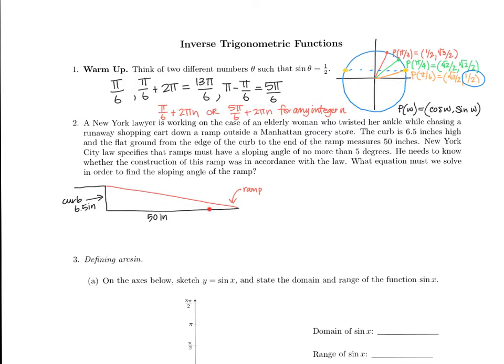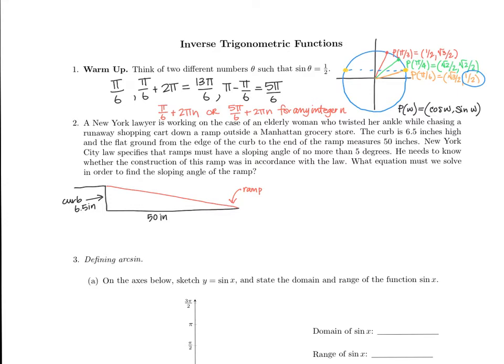at this angle right here, or if you draw a horizontal line right here and look at the angle between the ramp and the horizontal, neither of those, they're the same angle, by the way, neither of those can be greater than 5 degrees. Otherwise, the ramp would be too steep, basically.